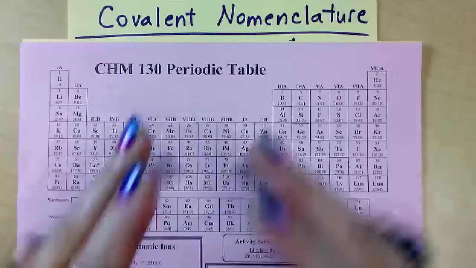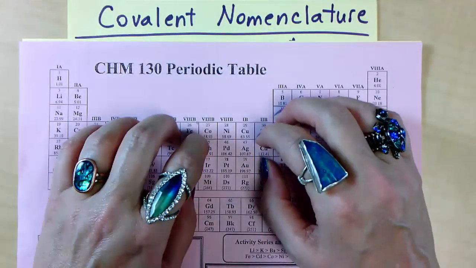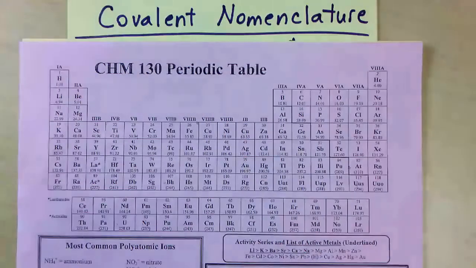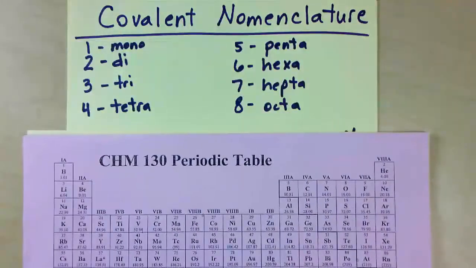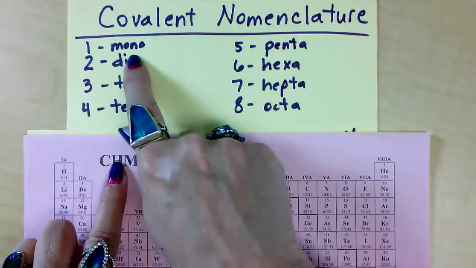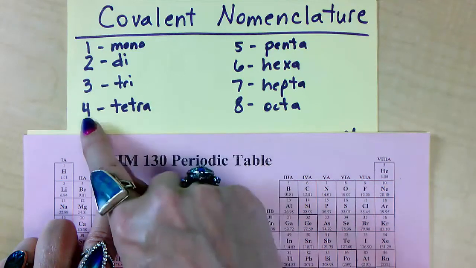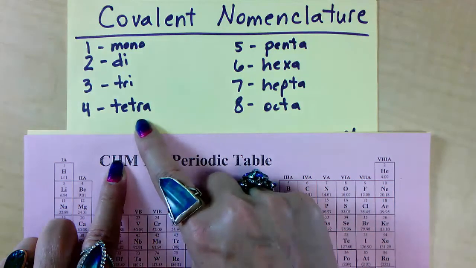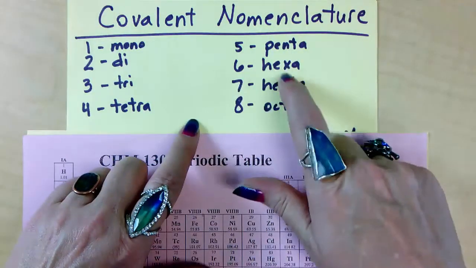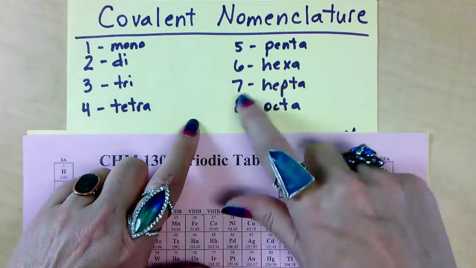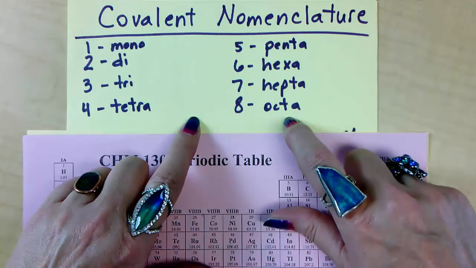So when we have covalent compounds, they are named differently from ionic compounds. They use prefixes. So let's look at our prefixes. The prefix for 1 is mono, 2 is di, 3 is tri, 4 is tetra, not quad, but tetra. 5 is penta, like the pentagon. 6 is hexa, like a hexagram. 7 is hepta, and 8 is octa, like an octopus.